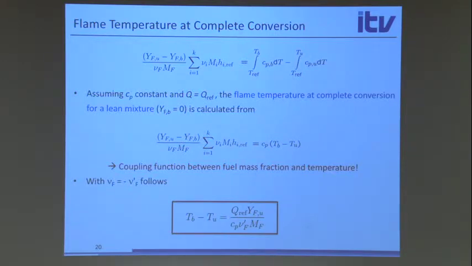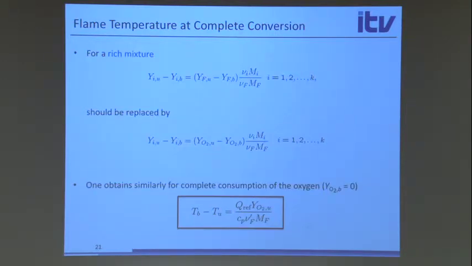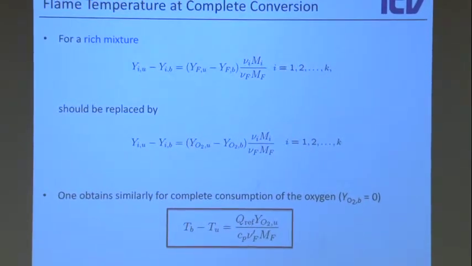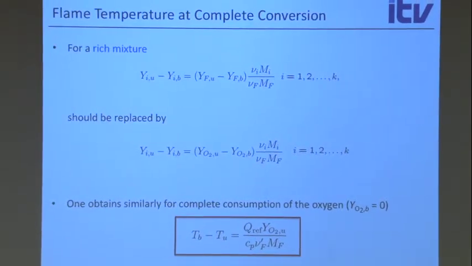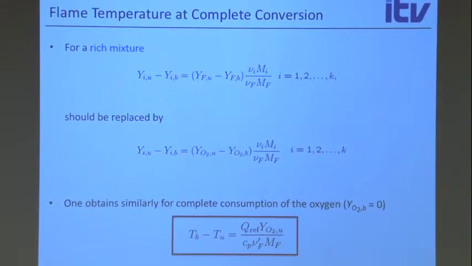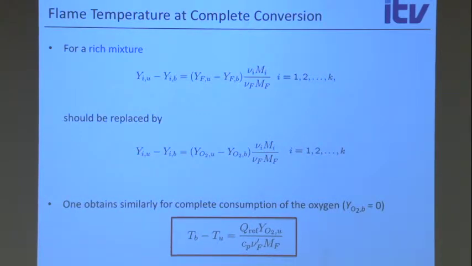So this is for lean mixtures. For rich mixtures, you can do the same thing by using a coupling function here that's based on oxygen, but everything else is the same. And then you end up with something like this. So this tells us then we call this the adiabatic flame temperature, meaning the temperature for an adiabatic system with complete conversion from fuel and oxygen to CO2 and H2O.